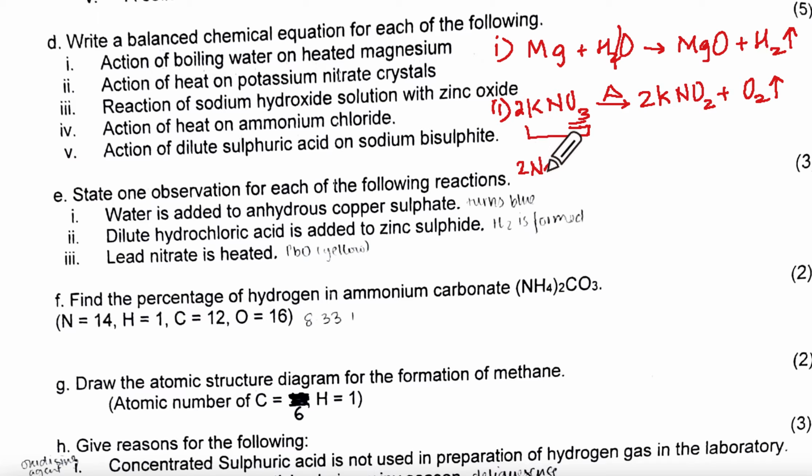Now tell me, NaNO3, what will be the reaction? Tell fast. Come on, tell. I'm not writing. Tell. 2NaNO3 gives 2NaNO2 plus O2 up arrow. Very good.